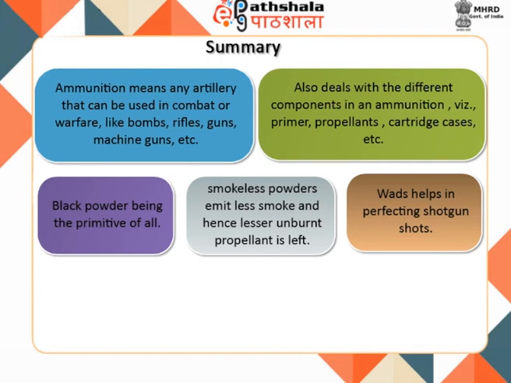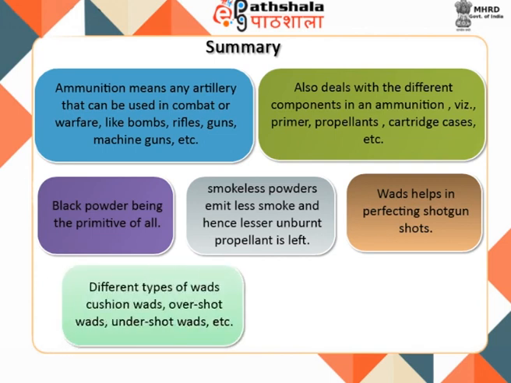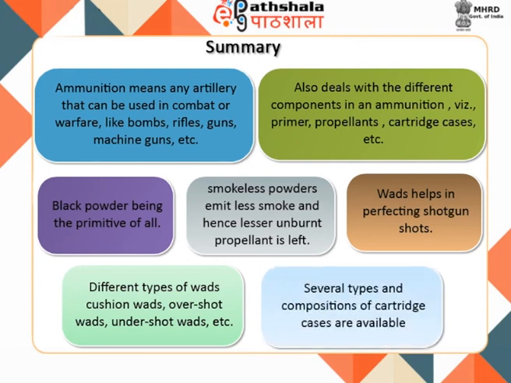Wads form an important part in a shotgun as they help in perfecting shotgun shots. Depending upon the type of shotgun, different types of wads are used, like cushion wads, overshot wads, undershot wads, etc. Several types and compositions of cartridge cases are available according to the type of ammunition used.